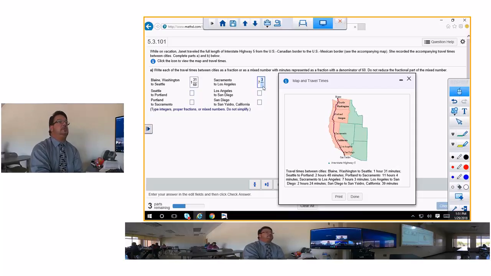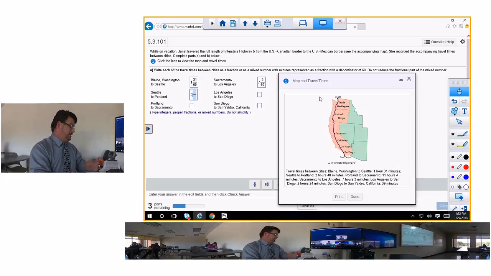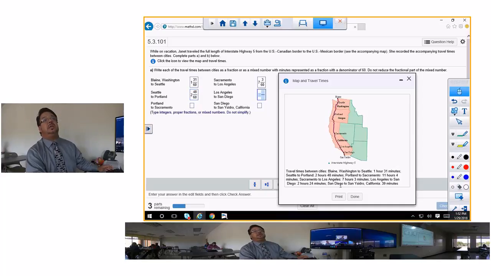3/60. This question is too busy. I would not put this on a test. It's too tedious. The way that they have this set up is tedious because you have to type in every single thing. Seattle to Portland is 2 and 48/60. Just use your tab key. It's a whole lot easier. Next, Los Angeles to San Diego.